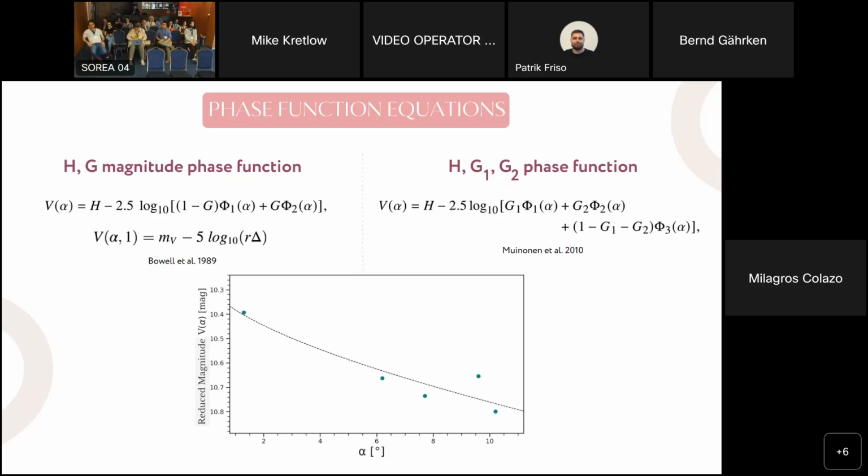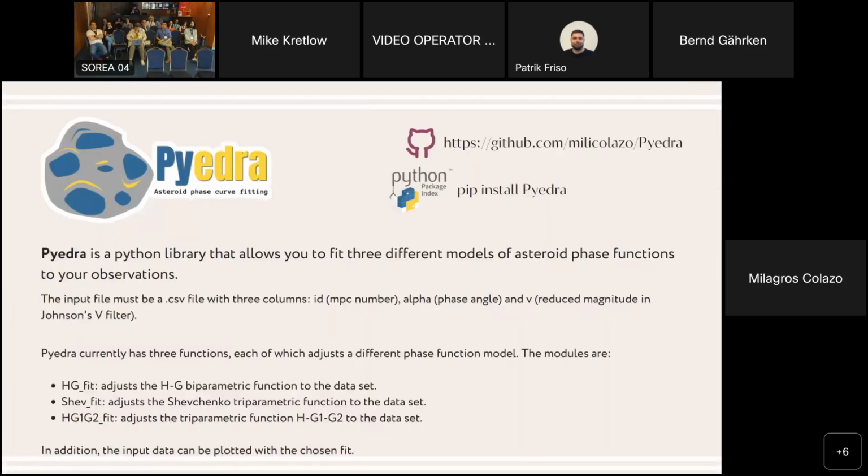And for this kind of studies, we developed a Python package called Piedra. We have Piedra in pip and also in GitHub. If you want to collaborate or see the software, you can go to our GitHub and leave your comment there. Piedra is a Python library that allows to fit 3 different models of asteroid phase functions to your observations or any catalog that you want, maybe Gaia catalog or the Sloan catalog.